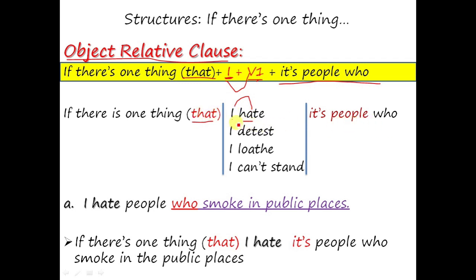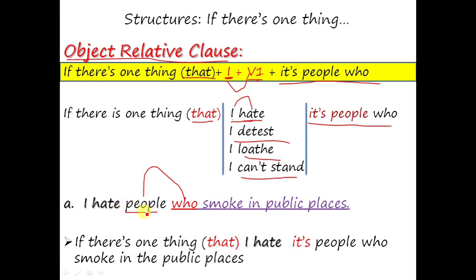For example, let's see, if there is one thing that I hate, I detest, I loathe, I can't stand, and then it's people who. Let's see an example. I hate people who smoke in public places. So here I is the subject, people is the object, and here is the relative clause. And this relative clause comes to talk about the object of this very sentence, people.